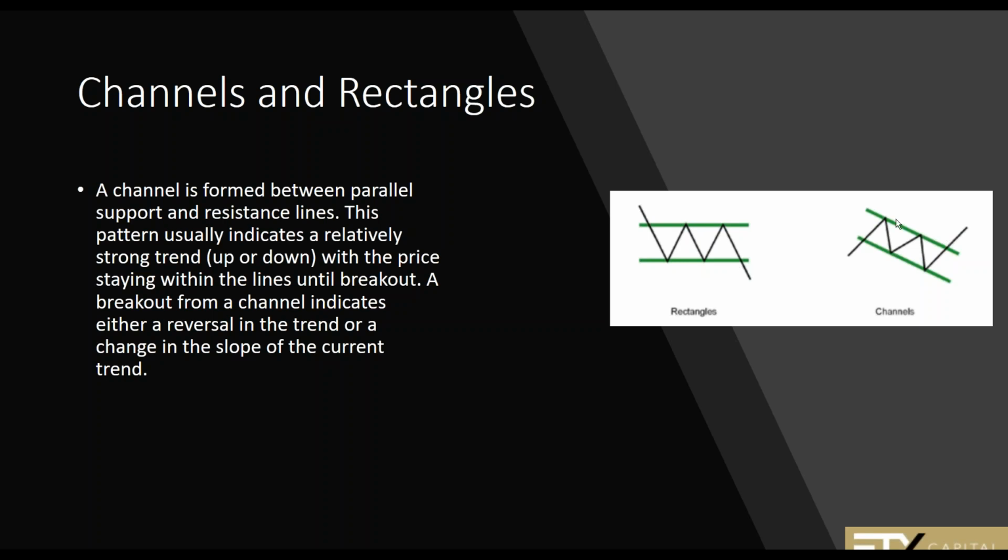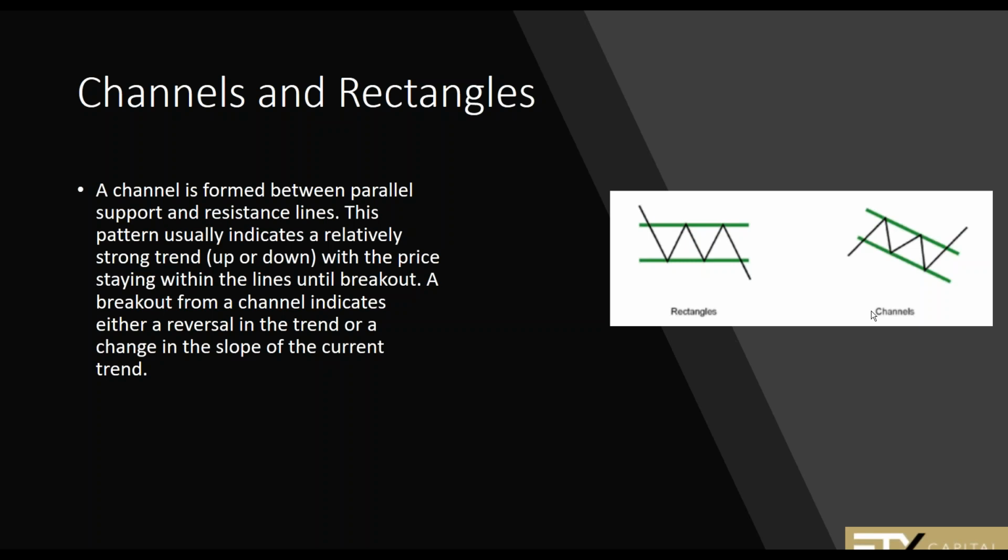In a channel, the speed or the angle of the trend and the support and resistance lines remain constant. So with a rectangle you have sideways motion, with a channel you have a continued downtrend making the peaks and the valleys, and you have the reverse for an uptrend. So a channel is formed between parallel support and resistance lines.